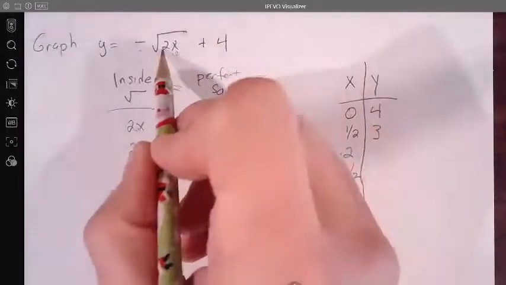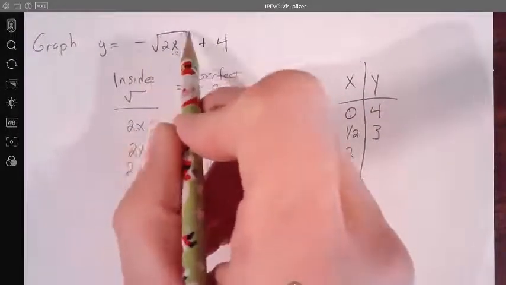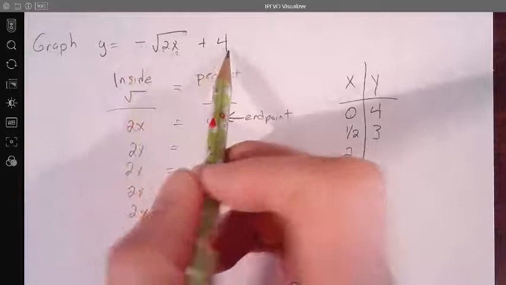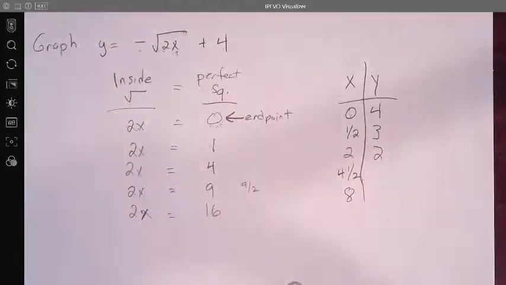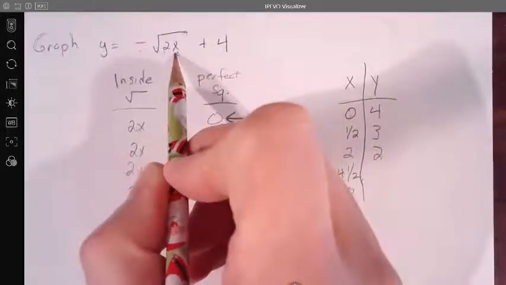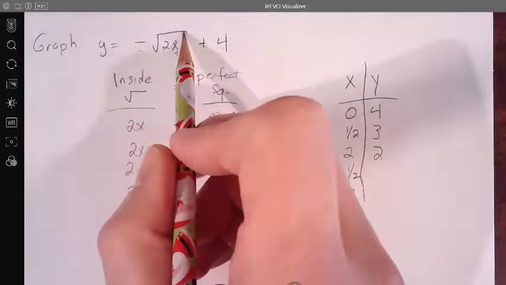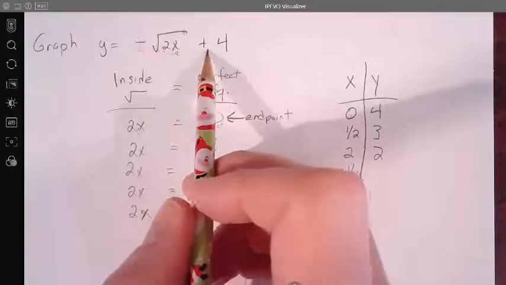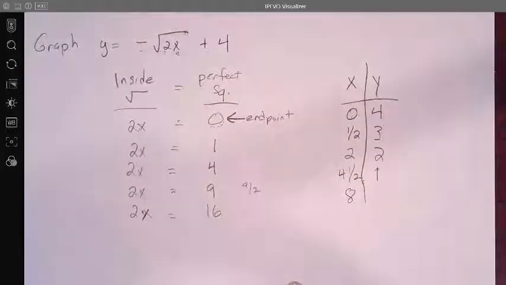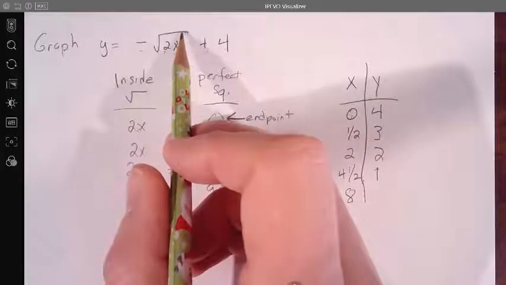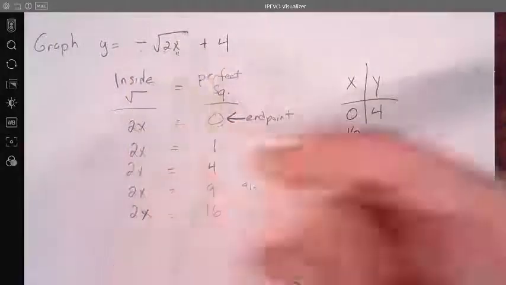Using the 2, 2 times 2 would be 4. The square root of that would be 2. Now you make it negative. You get negative 2 plus 4, and that's 2. You can kind of see what's happening in the table. If you put 4.5 in for x, 2 times that would be 9. And the square root of 9 is 3. Negative 3 plus 4 would be a 1. And we'll do one more here. Just putting 8 in, 2 times 8 would be 16. Square root of that would be 4. Negative 4 plus 4 would be 0.